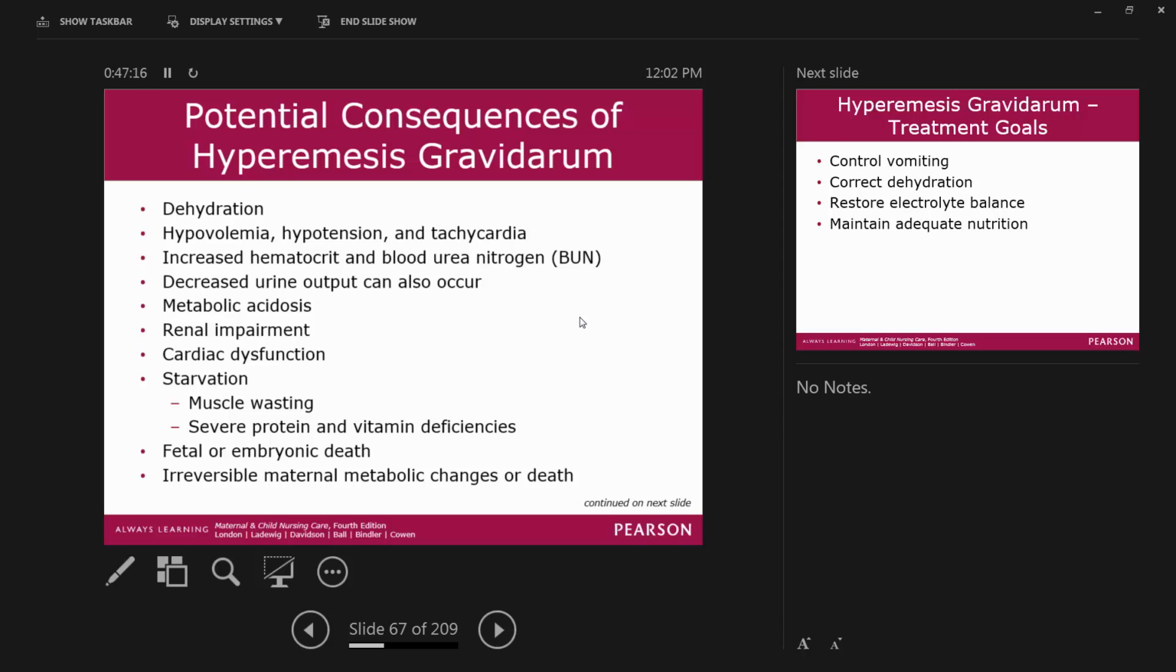They do need to be admitted to the hospital and monitored and put on IV replacement therapy. This is very severe. Look what we've got here. We've got starvation, muscle wasting, acidosis. Hyperemesis gravidarum is not morning sickness. It's a severe condition of pregnancy. And some of these women are on TPN to get their nutrition.